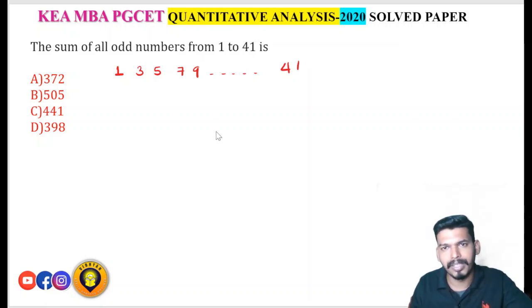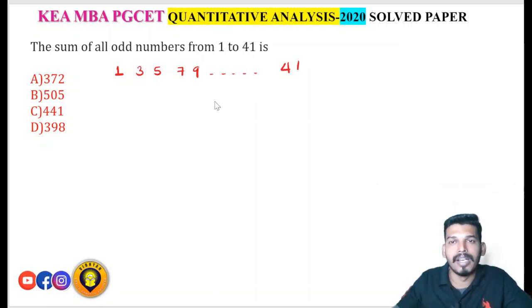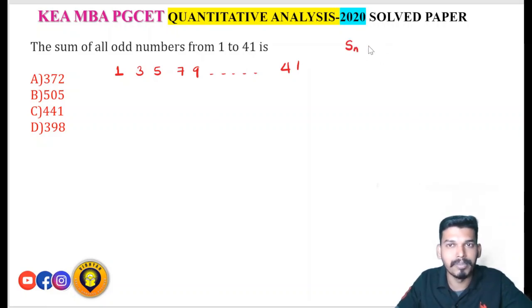To find the sum, you can use the AP formula. AP means arithmetic progression, which you also learnt in your 8th and 9th standard. In arithmetic progression, there is also a formula for the sum of n numbers, Sn. Do you remember that Sn is equal to what? n by 2, 2a plus n minus 1 into d.